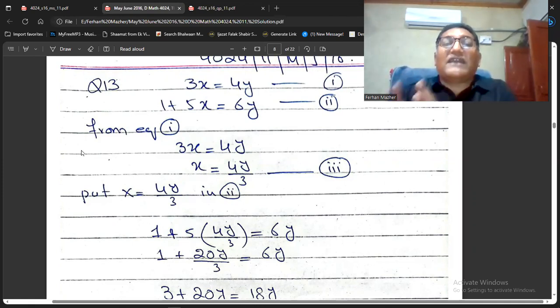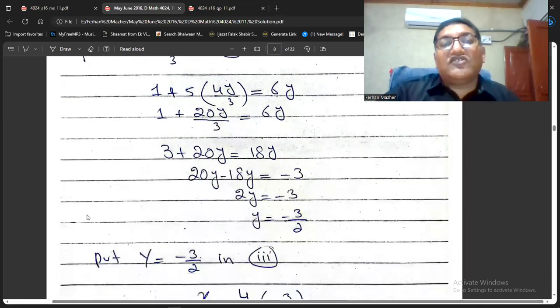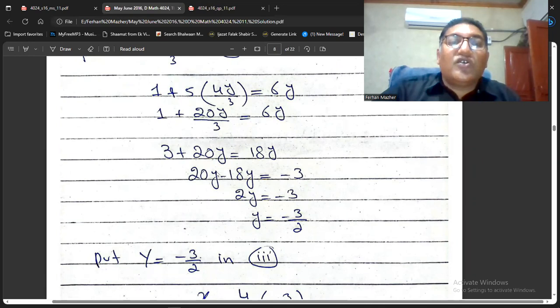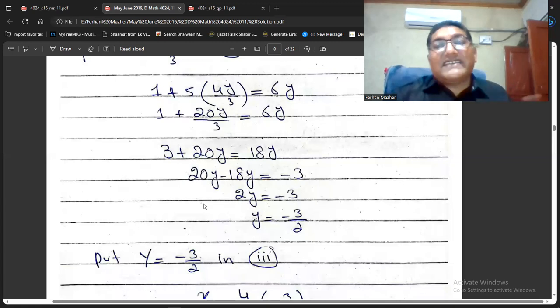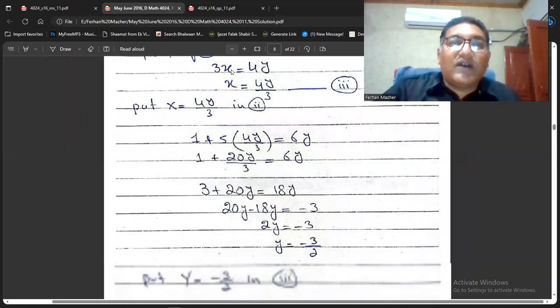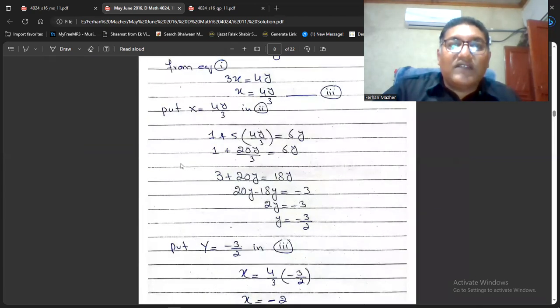So put x equals 4y by 3 in the second equation. That is 1 plus 5x, in the place of x I will put 4y by 3, equals 6y. So you will have 1 plus 20y divided by 3 equals 6y. I multiply all the terms with 3. So you will have 3 plus 20y equals 18y. Bring the y's on the same side, and the other numbers on the other side. So you will have 20y minus 18y equals minus 3. So 2y equals minus 3. So you will have y equals minus 3 by 2. Now I know the value of y. Once I know the value of y, I can find out the value of x.